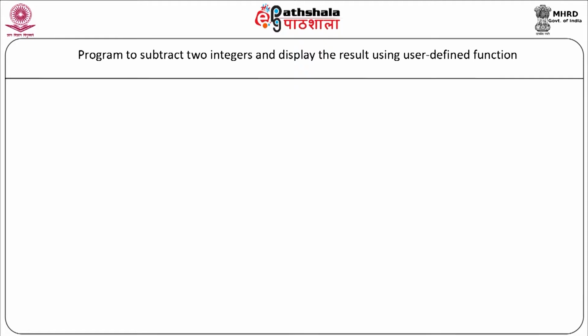Now let us see a program to subtract two integers and display the result using a user-defined function. We will start with our program: #include <iostream>, using namespace std. Here we are going to write a function prototype for the function subtract, where int is the return type, subtract is the name of the function, and in brackets int, int, semicolon. Now this is a function prototype or the function declaration.